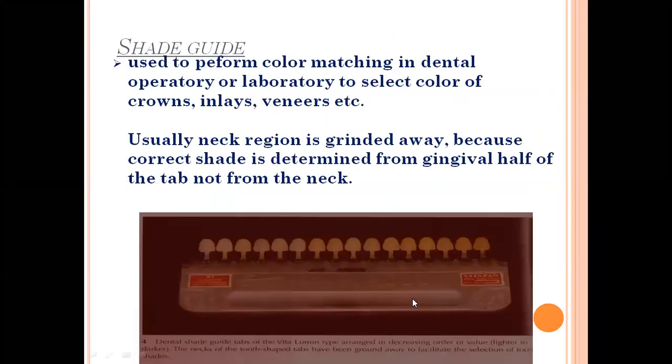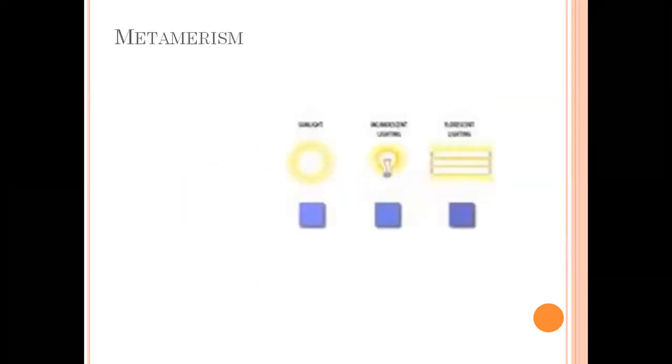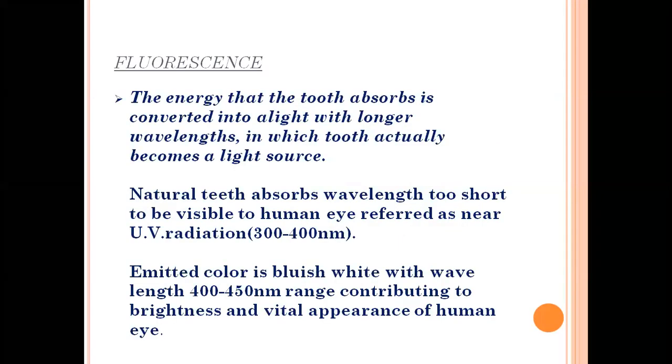A shade guide is used to perform color matching in different operatories. Metamerism, you should also know about metamerism, that objects which appear color matched in one type of light appear different under another light source. That's what is metamerism. And always remember, if they ask the question, shade selection has to be done in natural daylight.